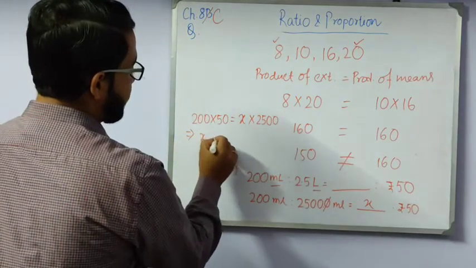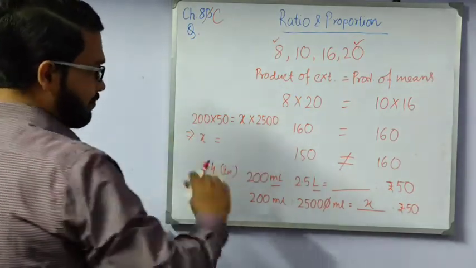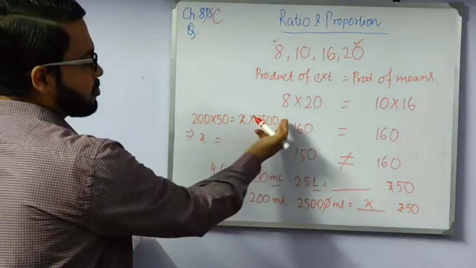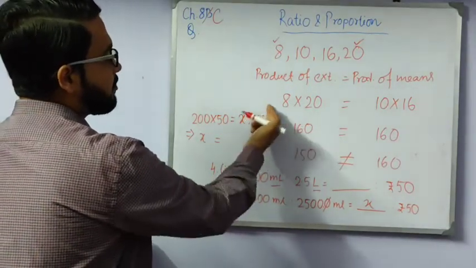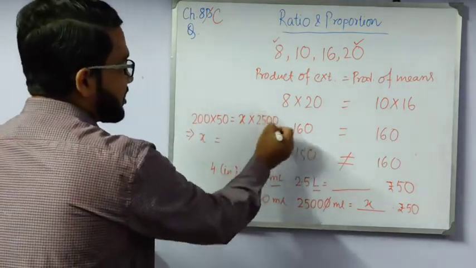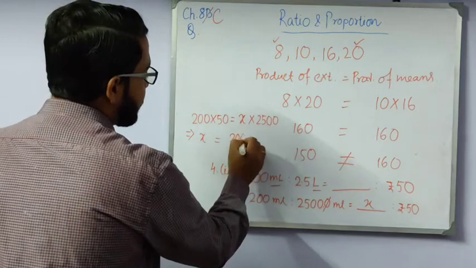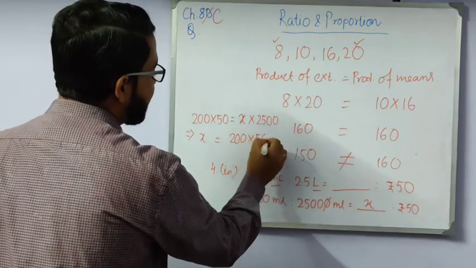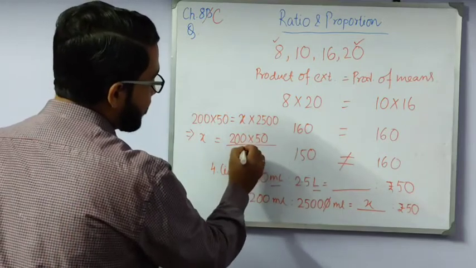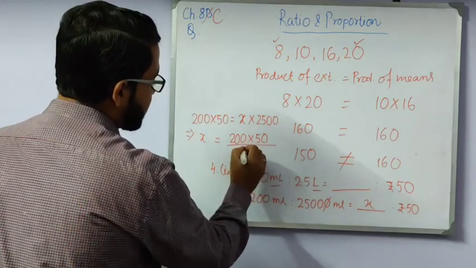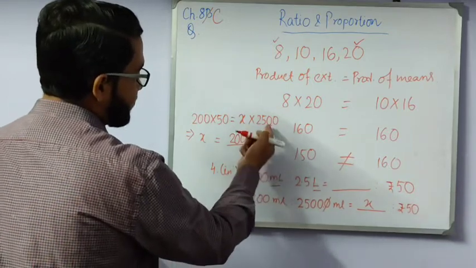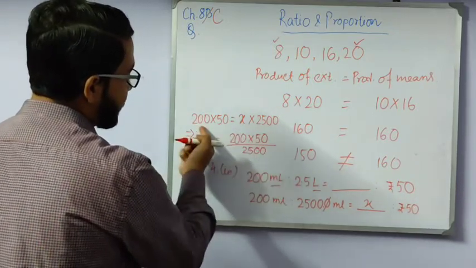So x is equal to, all are in multiplied form, so we have to find out the value of x. So change this 2500 to this side, because this 2500 is in multiplied form. When it changes its sign, it comes into the division position. So 2500 right here, just put this 2500 here.